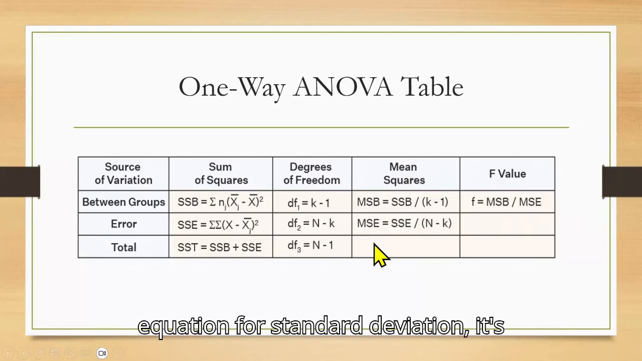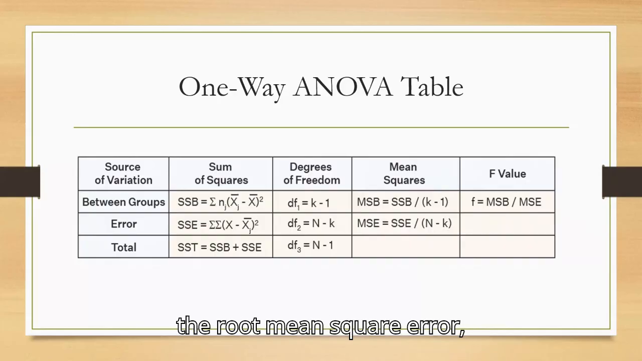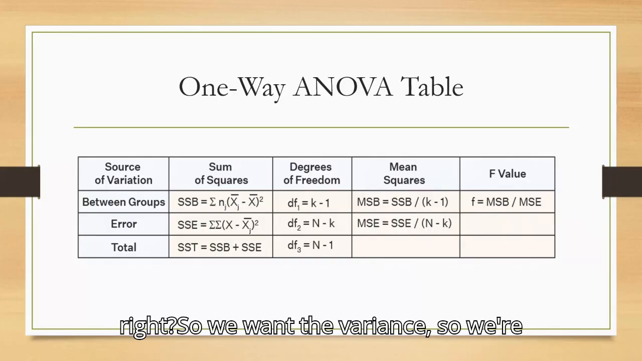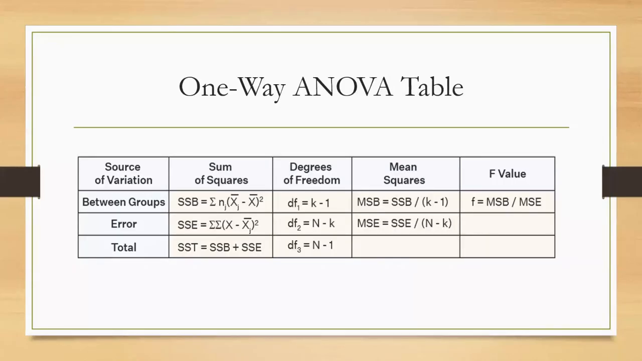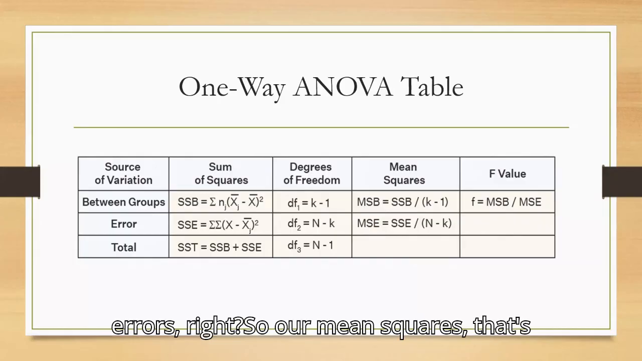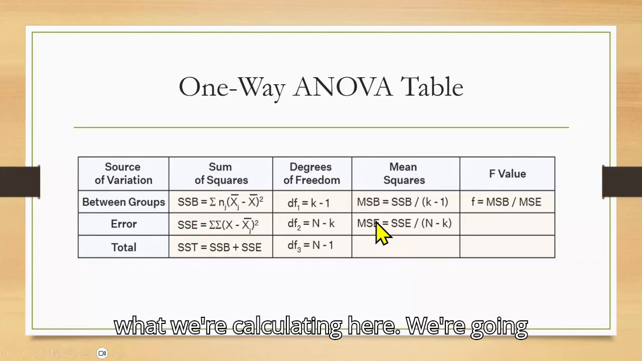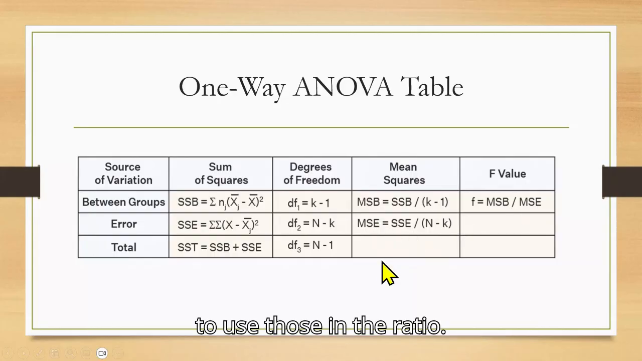So if we think about the equation for standard deviation, it's the root mean square error. All right. So we want the variance, so we're not going to take the square root of it. So we're going to get the mean square errors, right? So our mean squares, that's what we're calculating here. We're going to use those in the ratio.